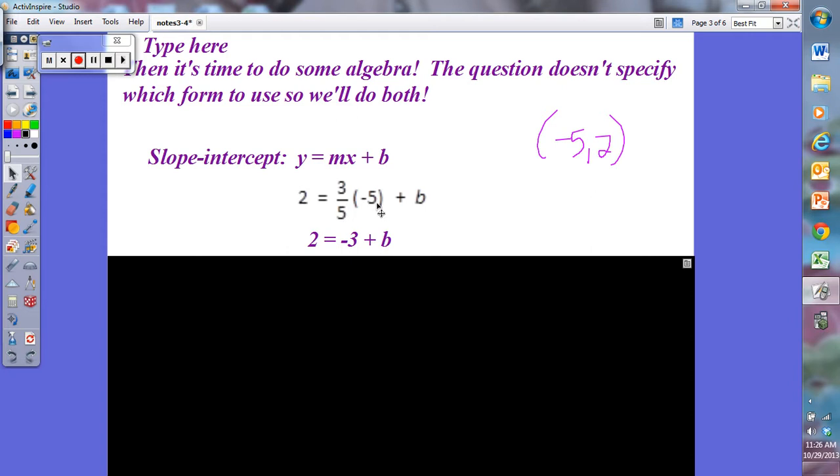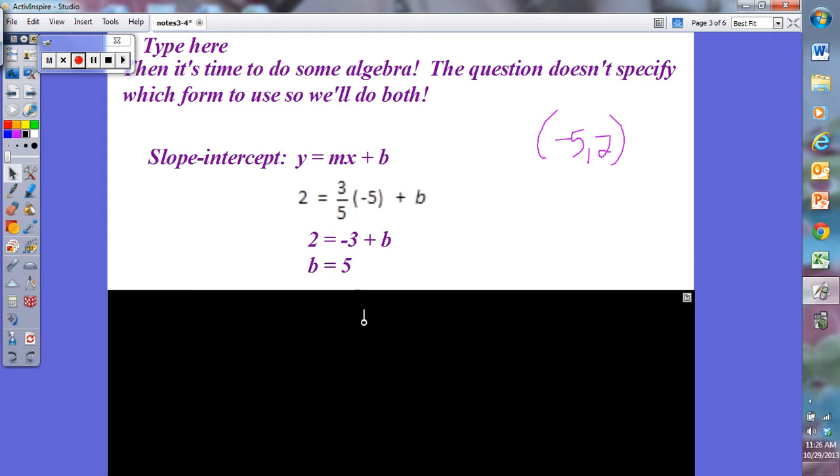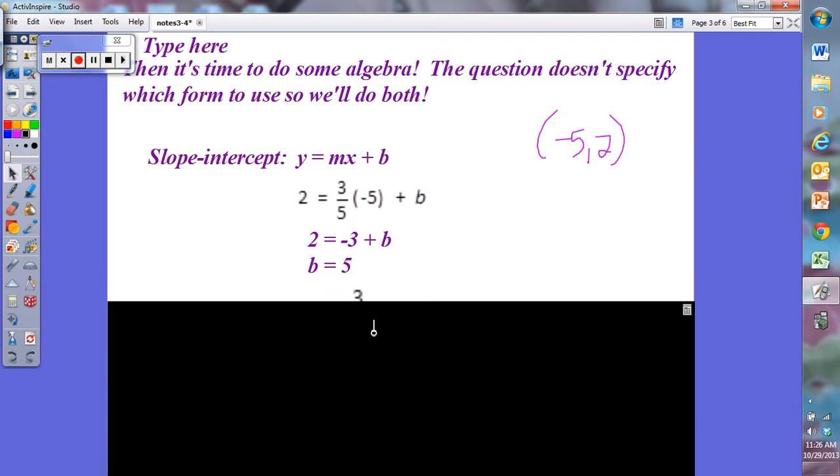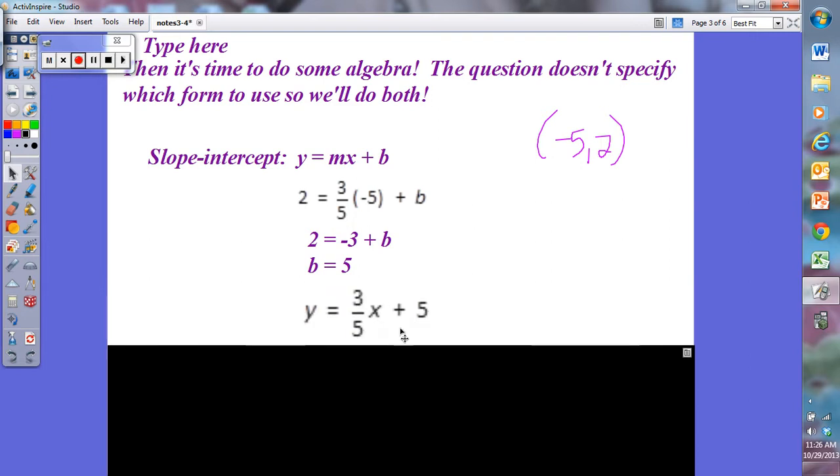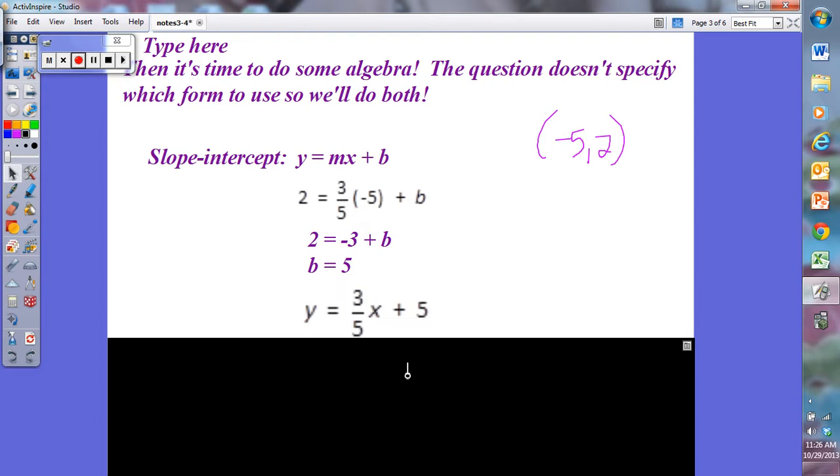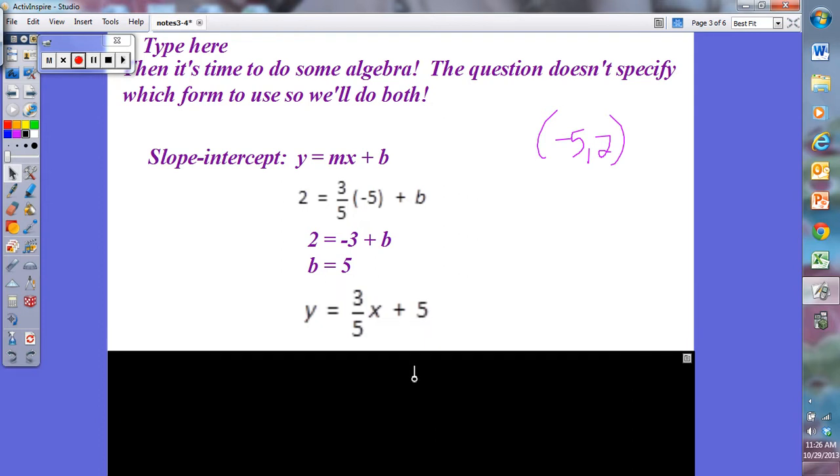When I multiply 3/5 by negative 5, I get negative 3. Add 3 to both sides, and b is 5. But that's not the equation of the line. That's just the b. The equation of the line would be y equals 3/5 x plus 5, which we knew from looking at the graph. But remember, we're not going to be able to graph these all the time, so we have to be able to do it algebraically.